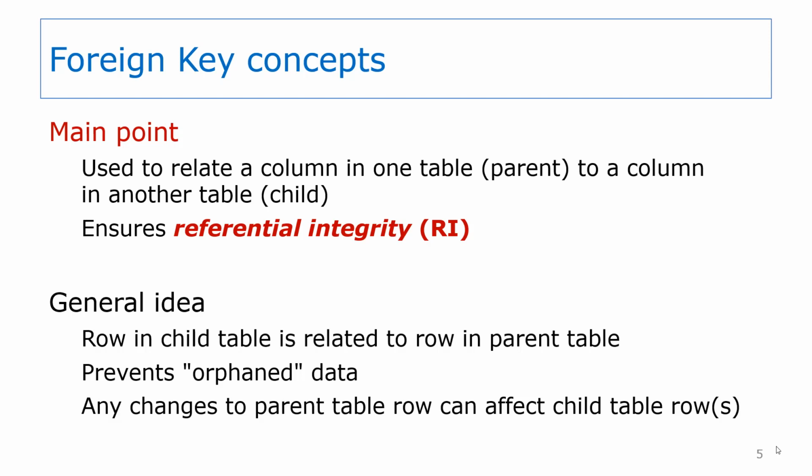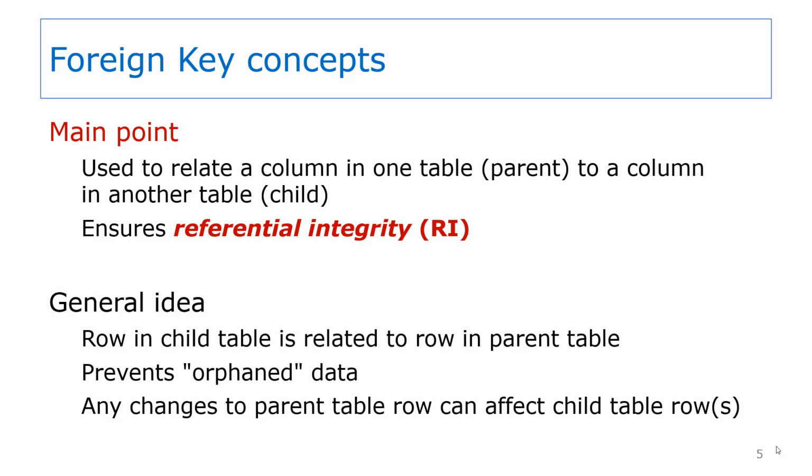Foreign keys are used to enforce referential integrity, or RI, within a database. RI is such a fundamental concept that it is one of the main features that sets a relational database apart from other types of databases. One of the main uses of foreign keys is to prevent orphaned data from either being introduced into a database or to prevent changes to the data that would result in orphaned data.